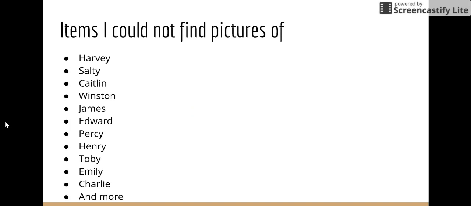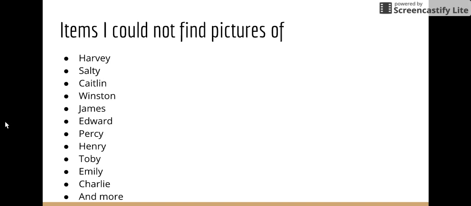So, these are the items that I could not find pictures of. Harvey, Salty, Caitlin, Winston, Edward, Percy, Henry, Toby, Emily, Charlie, and more. Because I couldn't fit anything else on the page. I actually have seen pictures of Harvey, Salty, Caitlin, Winston. Like, actual pictures of them, but I couldn't find one on the internet. I've seen one in videos.